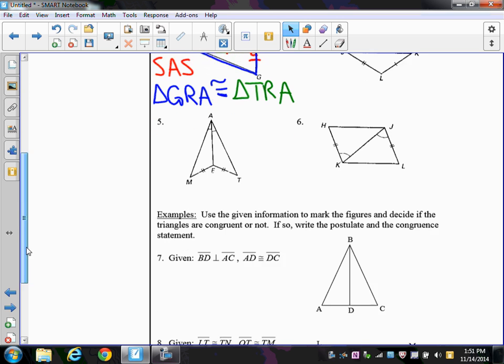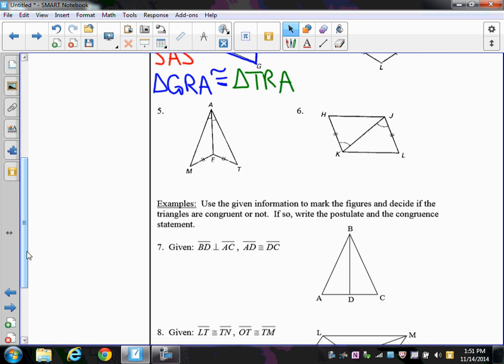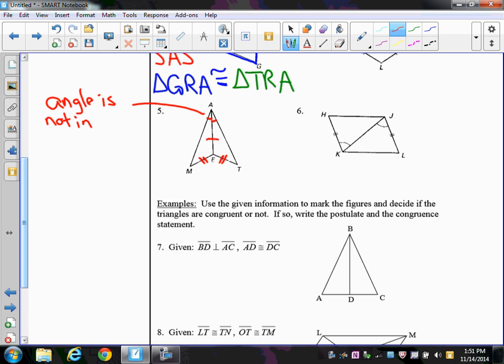So let's do one more example together, number 5. In this example, there's another piece of information we don't have. AE is congruent to AE. So we have one side, 2 sides, but we do not have the included angle. We're given a different angle. This angle is not included. So since it's not included, that means there's not enough information.